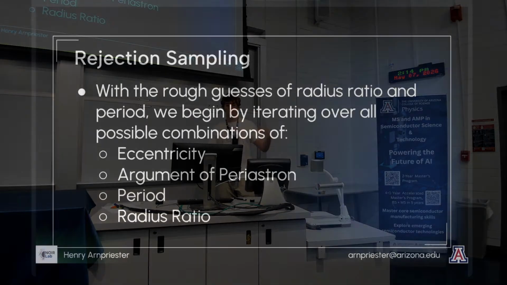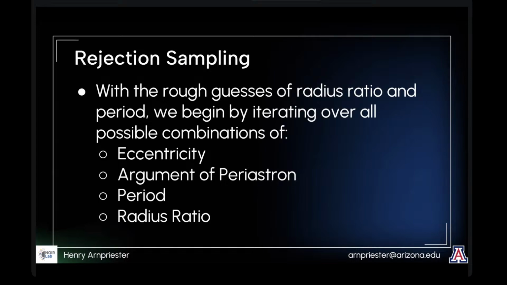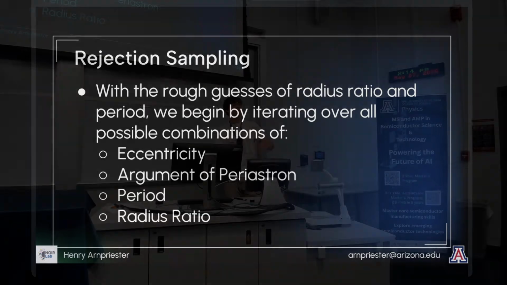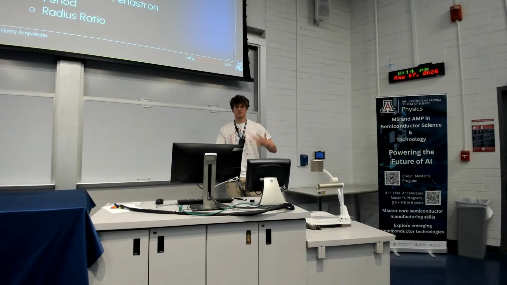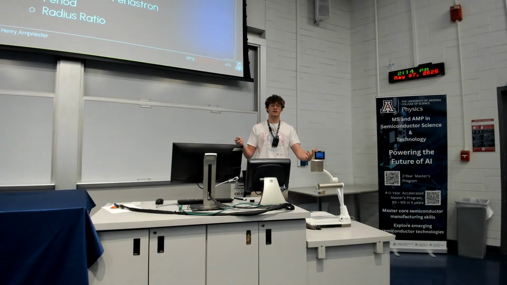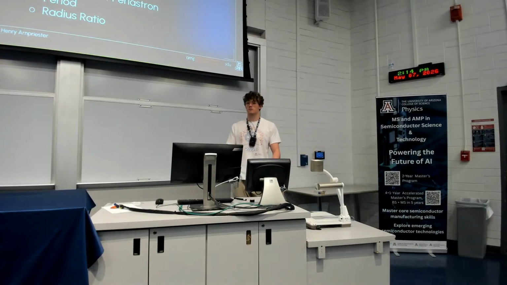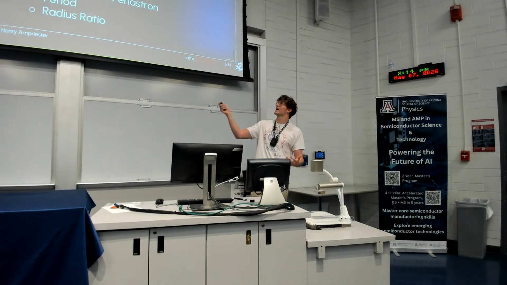Because with these rough guesses, these rough priors on the radius ratio and the period, we can iterate over every single possible combination of eccentricity, how elliptical is your orbit, the argument of periastron, the orientation of that eccentricity relative to your line of sight, the orbital period, and the radius ratio. And then we can systematically compare all of our models to our real observed data.